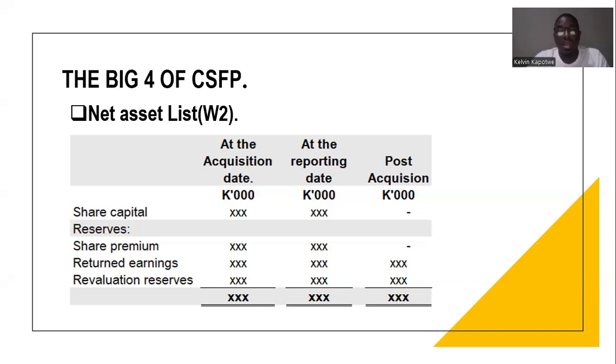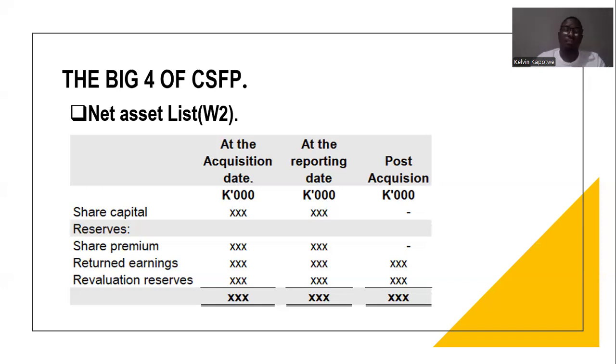Then the other aspect that can come here is the issue of provision for unrealized profits. Okay, so the provision for unrealized profits is going to feature here in an instance where the subsidiary transfers an asset to the parent. Okay, so when the subsidiary transfers an asset to the parent at a profit, that profit will have to be dealt with in this working. We have to adjust those because that is an intra-group transaction. So basically, this is what you find on the net asset list.